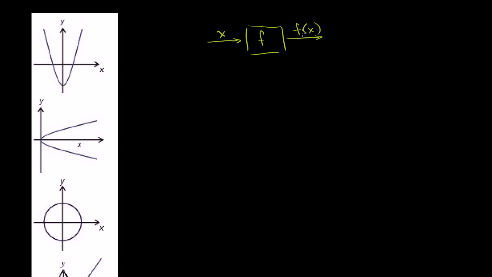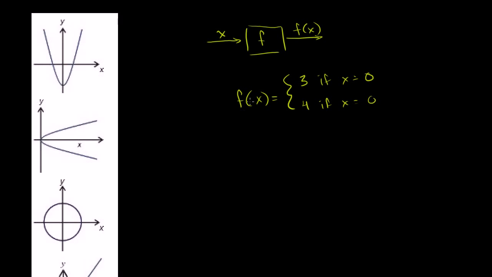Now, it can only produce one f of x for any x. You can't have a function that could produce two possible values for an x. So you can't have a function. This would be an invalid function definition. F of x is equal to 3 if x is equal to 0. Or it could be equal to 4 if x is equal to 0.